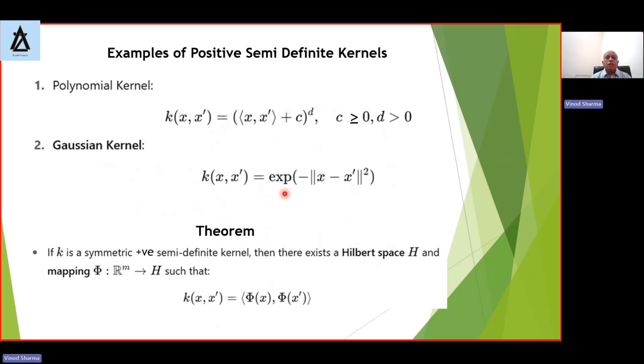So for these kinds of positive semi-definite kernels, there is an important theorem available. That is this: if K is a symmetric positive semi-definite kernel, then there exists a Hilbert space H and a mapping phi, which can be nonlinear, from Rm, the original space, to H, and this H and phi are such that K(x, x prime) is equal to the inner product of phi(x) and phi(x prime). So this is what we are going to exploit to get these nonlinear mappings phi, starting with positive semi-definite kernels.